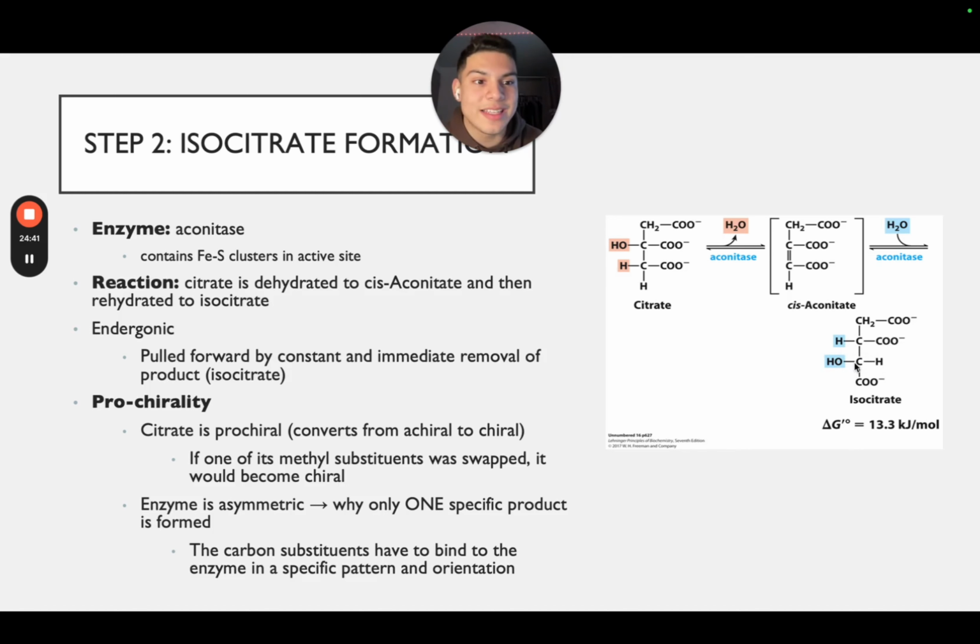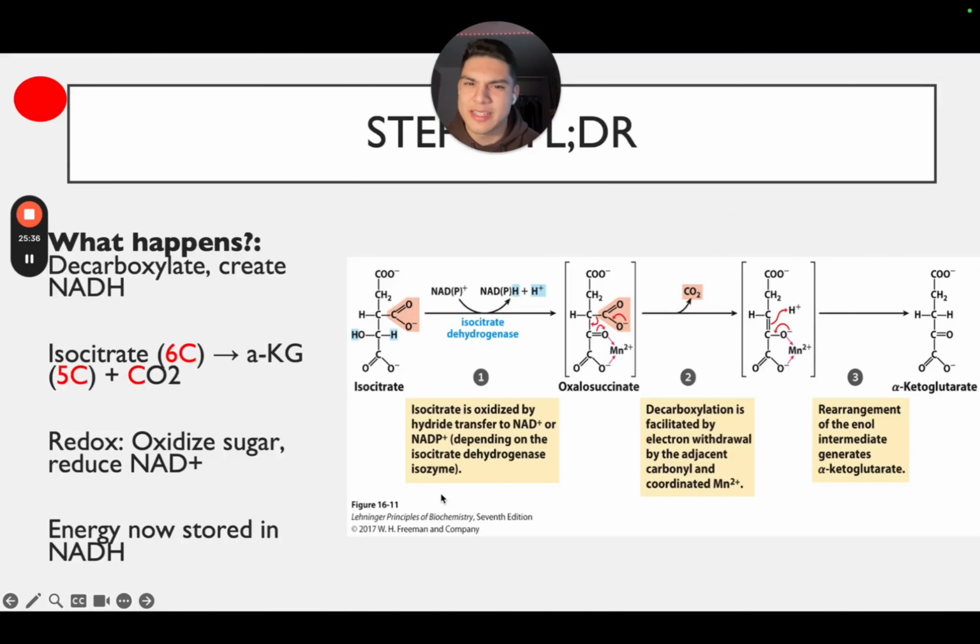And so because there's a chiral product, that means the enzyme, in order to accommodate for that, has to account for that asymmetry. So essentially, only one product is formed, and the carbon substituents have to bind to the enzyme in a specific pattern. So there is spatial orientation to this, and the enzyme itself is altered at the active site. The active site will force the citrate to fall in a specific direction to allow for isocitrate production. Hopefully that makes sense.